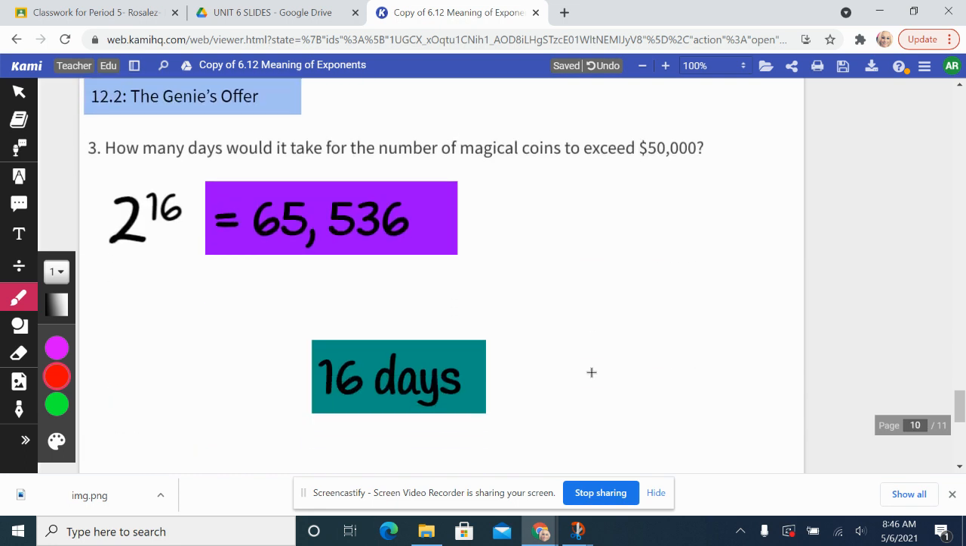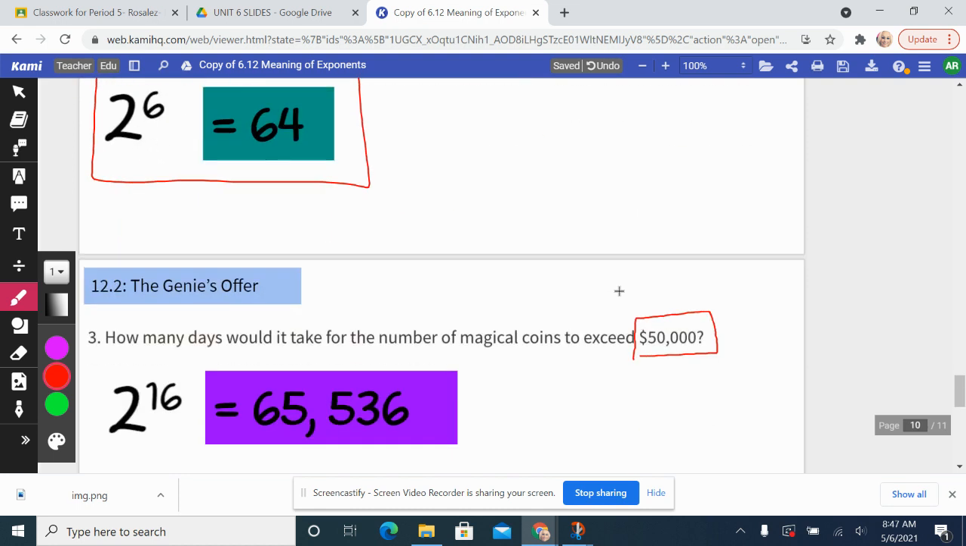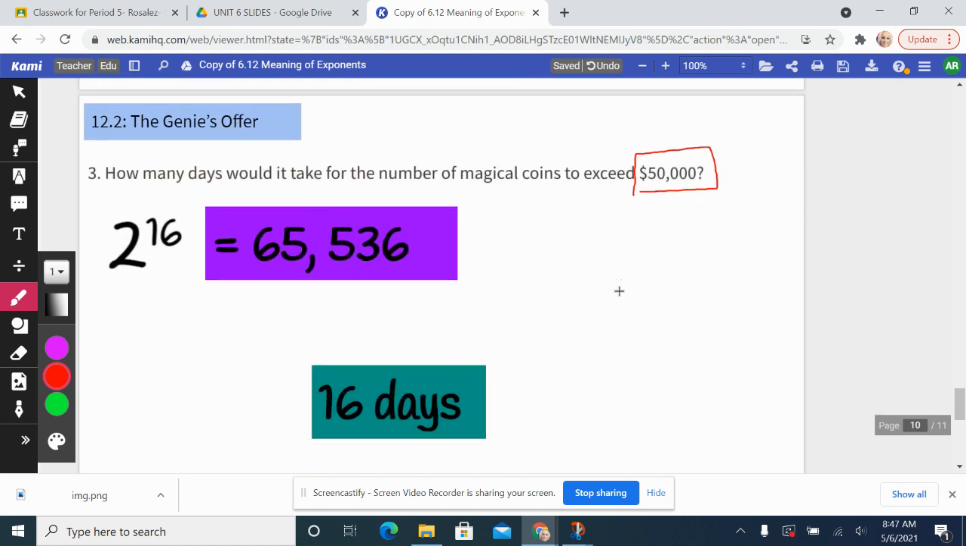All right, so now we move to number 3. It says, how many days would it take for the number of magical coins to exceed 50,000? So remember that your first choice would have been 50,000, or you could let this keep multiplying or doubling, right? Because it's by 2. So what would happen is you would kind of just keep going. So I did 2 to the 6th for you. That's $64. And I just kept going.